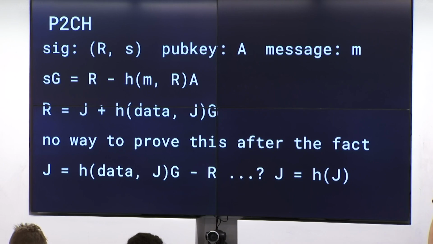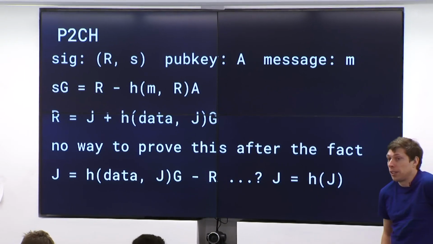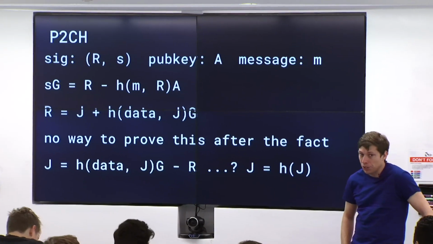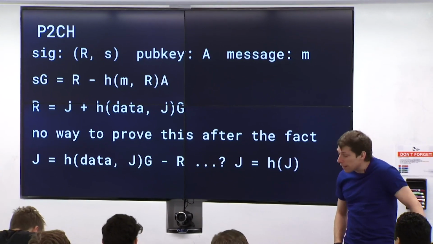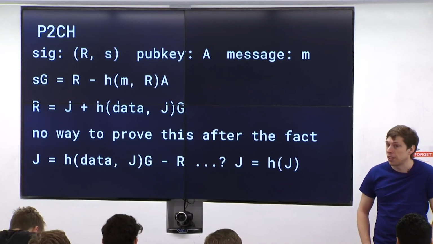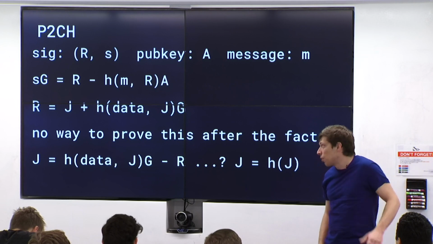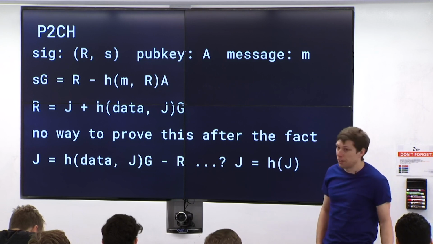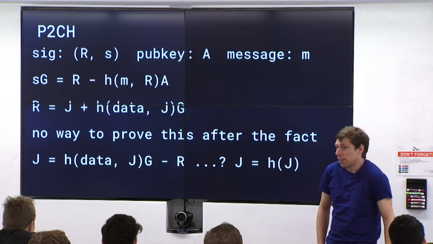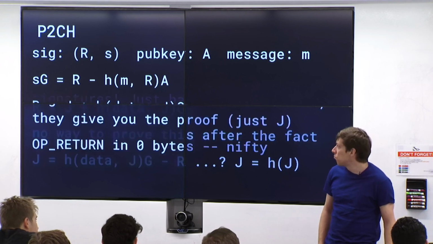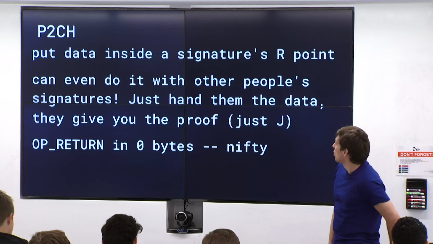And this is cool because if you don't know about it, it just looks like a regular signature with a regular R value. But if I tell you about it, I was like, yeah, when I signed that, I actually put some extra data into here. So that's kind of better than OffReturn, right? There's 0 bytes overhead. You're going to sign anyway. So you can put data inside a signature's R point.